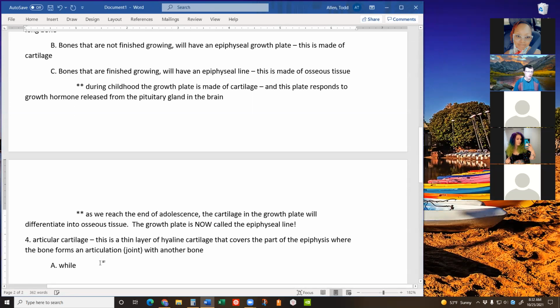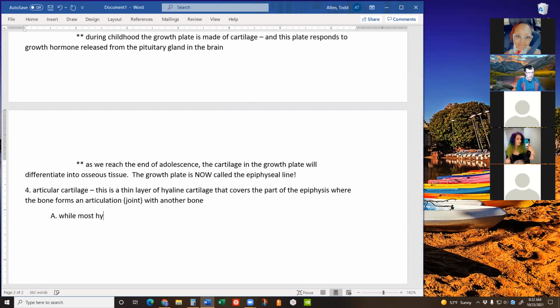I'll put this in your notes. While most hyaline cartilage contains a membrane called perichondrium, articular cartilage does not contain a perichondrium.